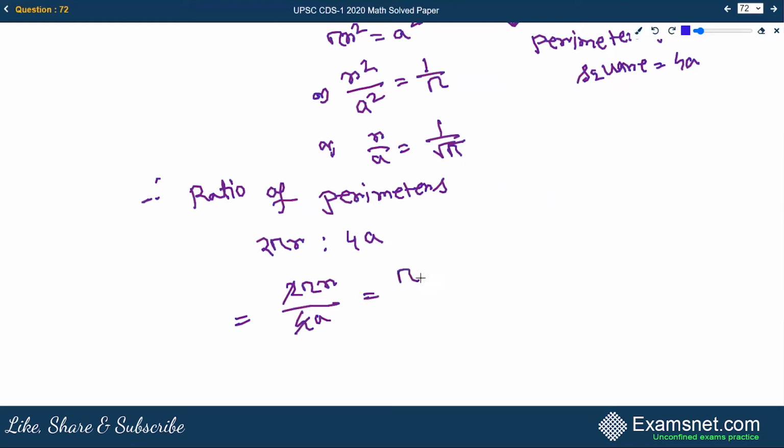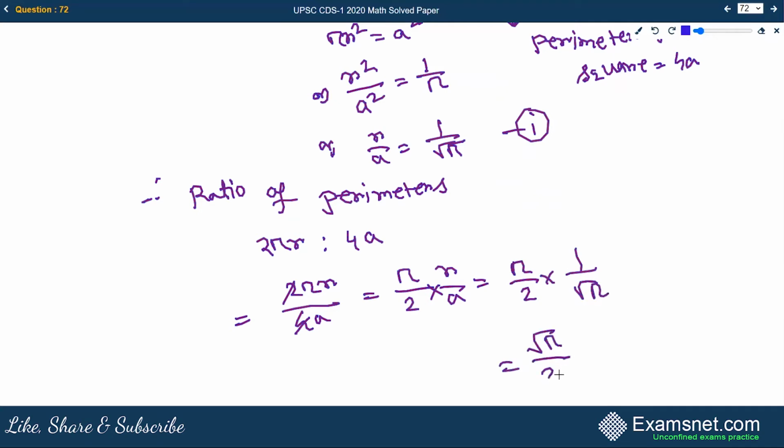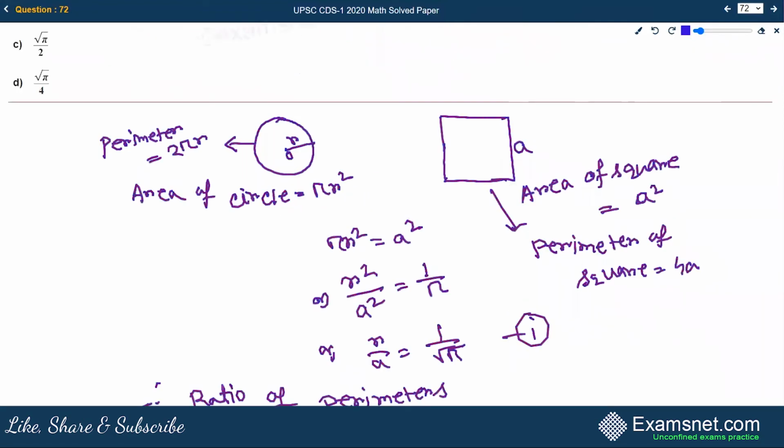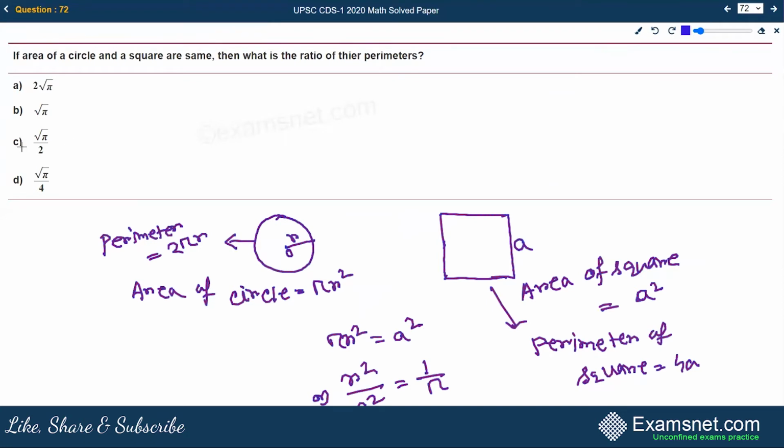So from here we can write 2 pi r by 4a. It will become pi by 2 times r by a. From equation 1 I can write r by a as 1 by root pi. So this will become root pi by 2. So here the ratio is root pi is to 2, or root pi by 2. So yes, option C is the correct answer. Root pi by 2 is the correct option.